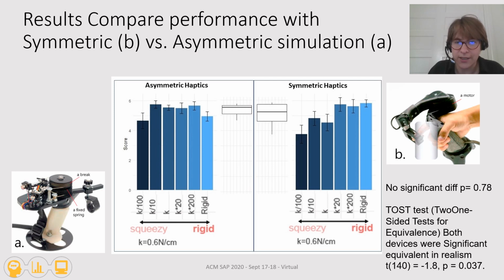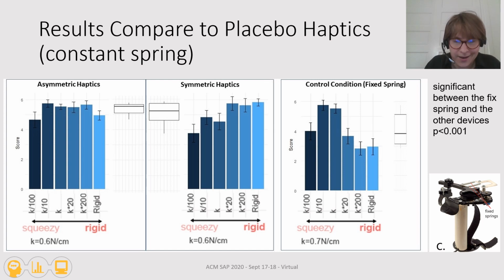Even the direct simulation, the symmetric device, did have a hard time to render the very squishy objects, partially because the servo motor has a limit of how fast you can go, and you need a very expensive servo motor to be able to do this correctly. So there was no significant difference between the 2 devices, and we tested for equivalence, and they were significantly equivalent. We added an additional placebo haptic, which was a constant spring.